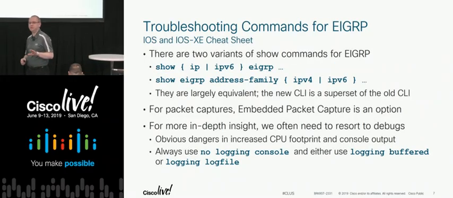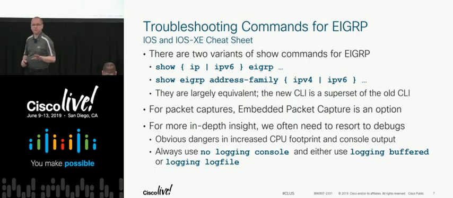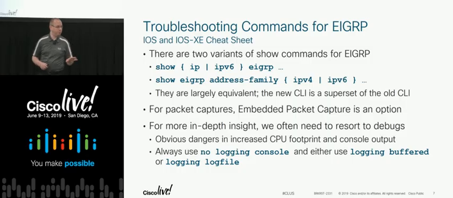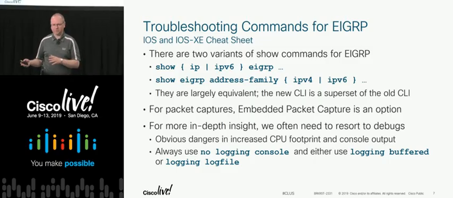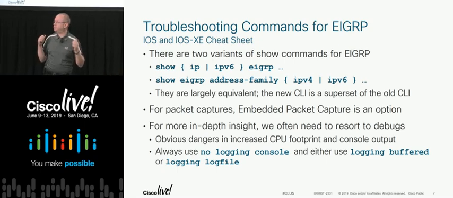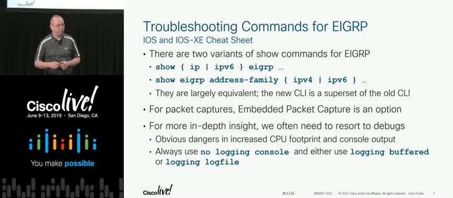For IOS and IOS-XR, the show commands typically start with show ip eigrp. If you're bold enough, show ipv6 eigrp. Or if you're using the named mode, it will be show eigrp address-family something. You know that these variants are largely equivalent. For the sake of brevity, I'll be using the short versions in this session, just show ip eigrp, but all of them are equivalent.